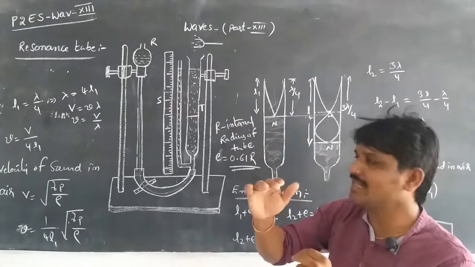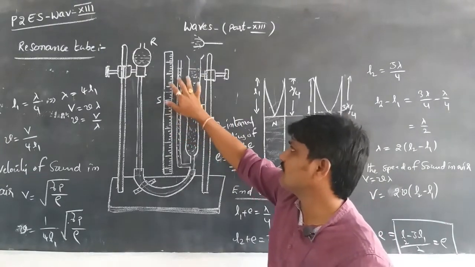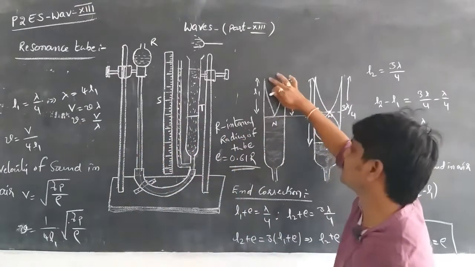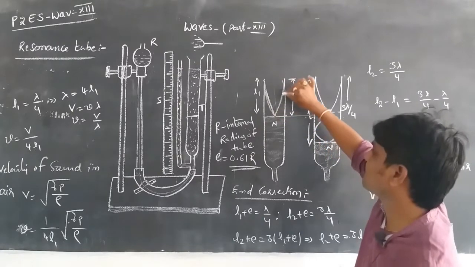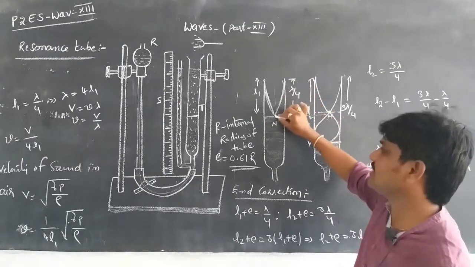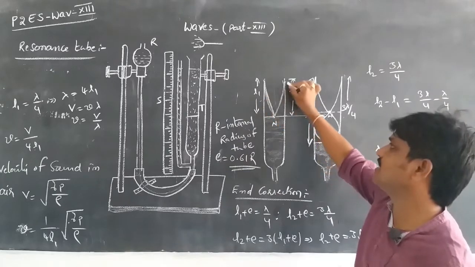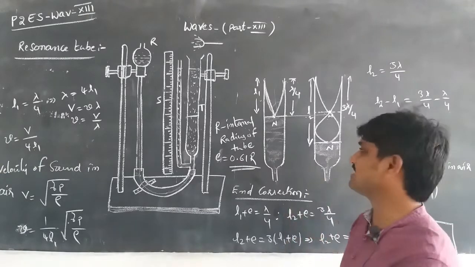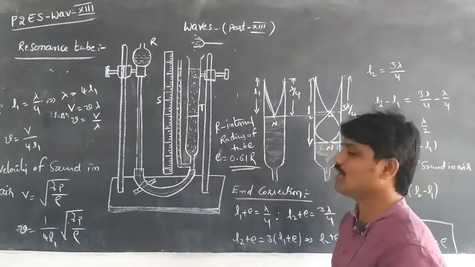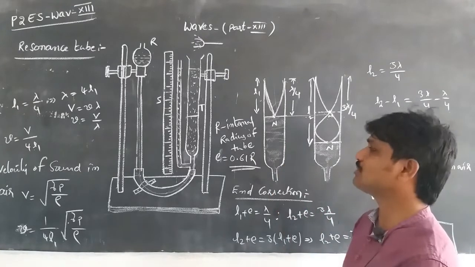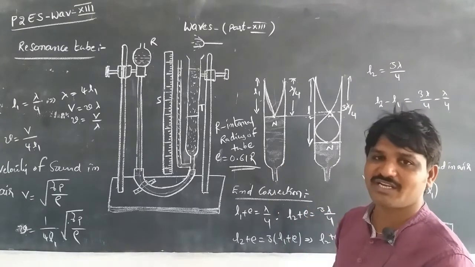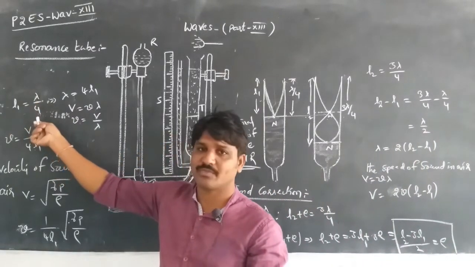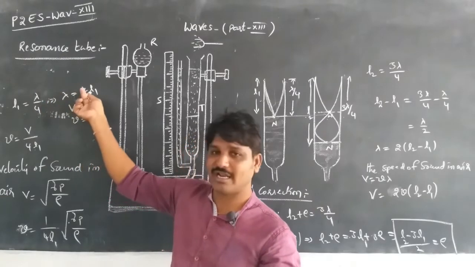The length of the level measured in the tube using the scale is L1. Whenever we hear the vibrations in the air column, a node is formed at the water level, and the length is lambda by 4, that is the first harmonic. So L1 is equal to lambda by 4, which gives lambda equal to 4L1.